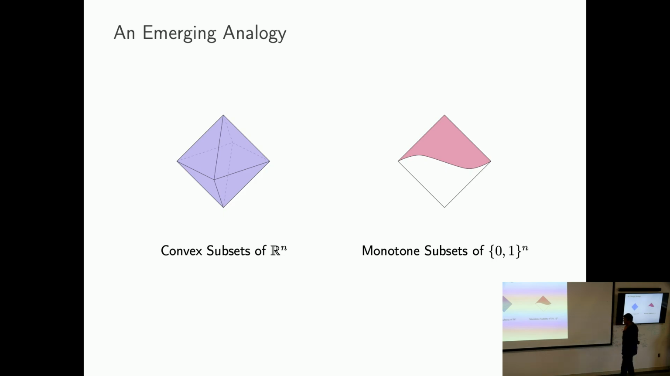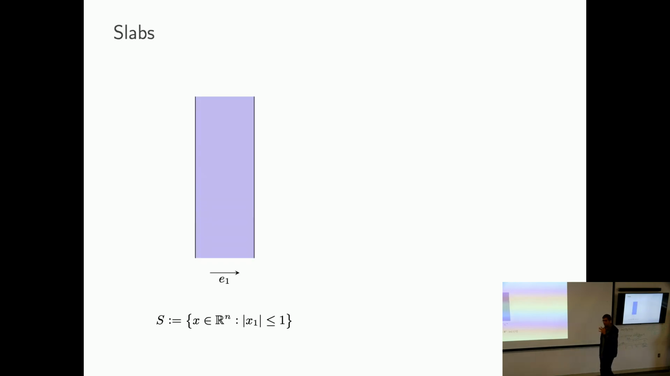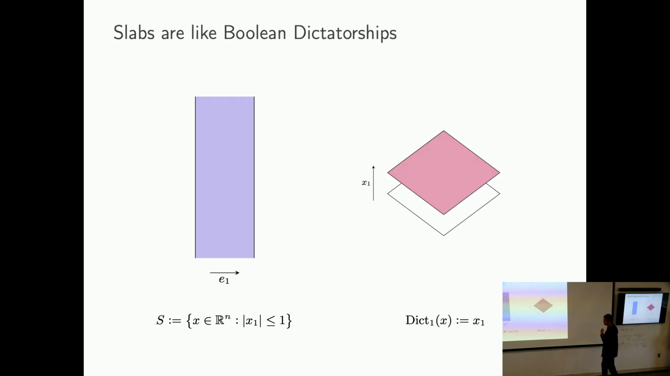And let me give you a few examples of this. So maybe one really simple convex set you might think of is the slab. This is an intersection of two half spaces, or in other words, it's just all the points such that the first coordinate is at most 1. So it's essentially a one-dimensional object. And this turns out to behave a lot like the Boolean function which is a dictatorship, just a projection onto the first coordinate x1.